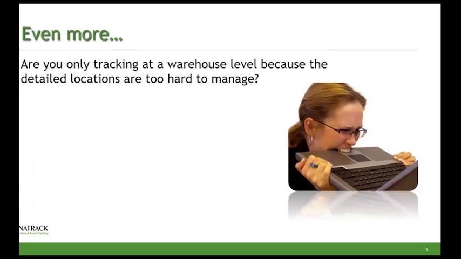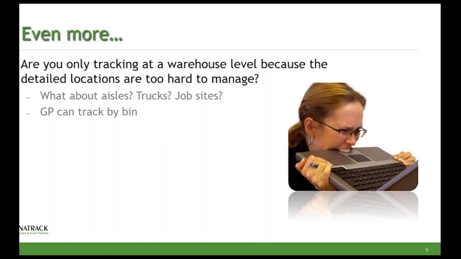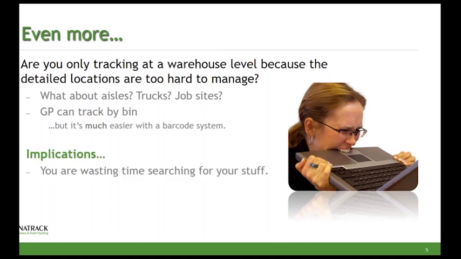Another question: are you only tracking your inventory or your assets at a warehouse or large scale level because the detailed locations are too hard to manage? From the standpoint of inventory, think about, well, what about the aisles in my warehouse? What about the trucks that I use to service people with, or to move inventory from one warehouse to another? What about job sites? The thing that's important to remember is GP can track by bin, but it's much easier with a barcode system. So the implication here is you're probably wasting time searching for your stuff.